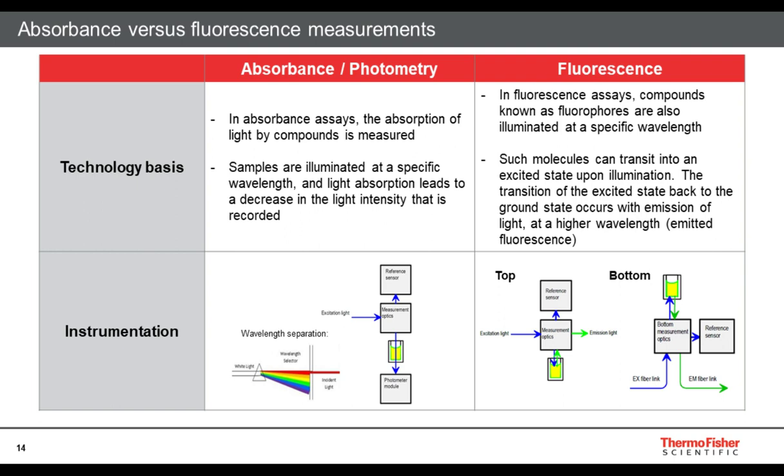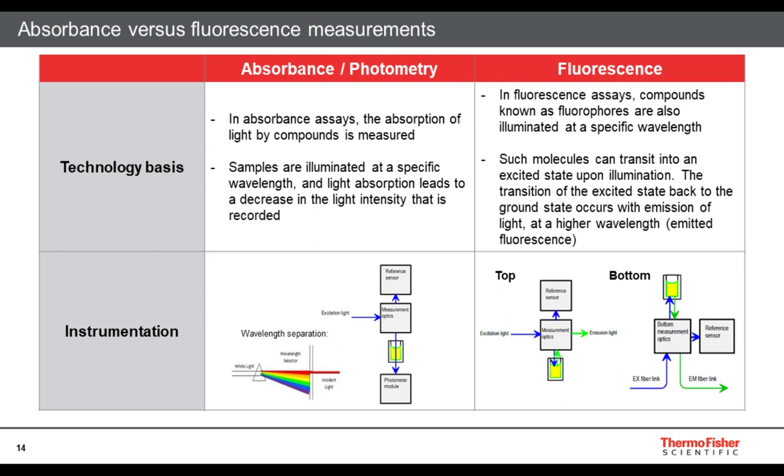So when we talk about photometric or absorbance measurements, we are interested in measuring absorption of light. To be able to measure absorption of light, samples need to be illuminated at a very specific wavelength where they have the maximum of absorbance, and the instrument simply measures the light intensity that comes out of the sample. So for absorbance measurement, we have a wavelength separation step that happens before the sample is illuminated, and then we record all the light that goes through the sample.